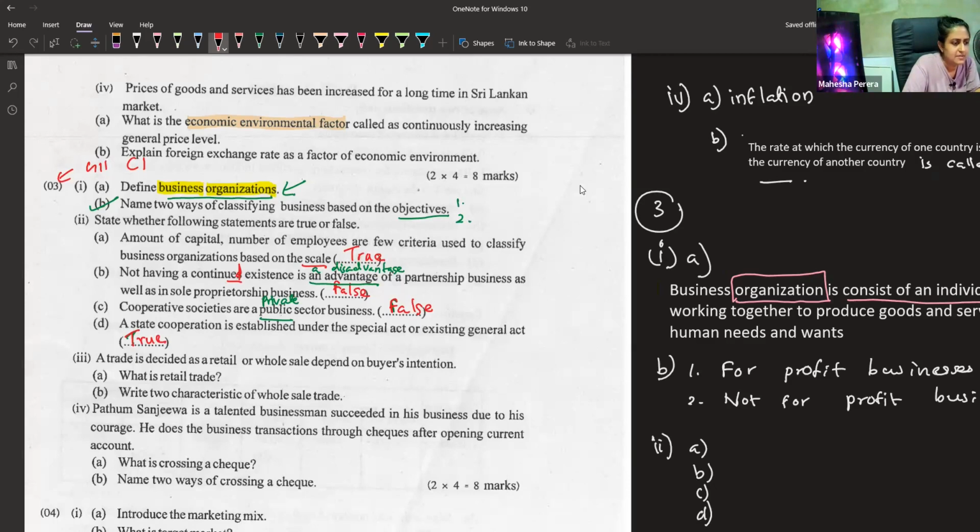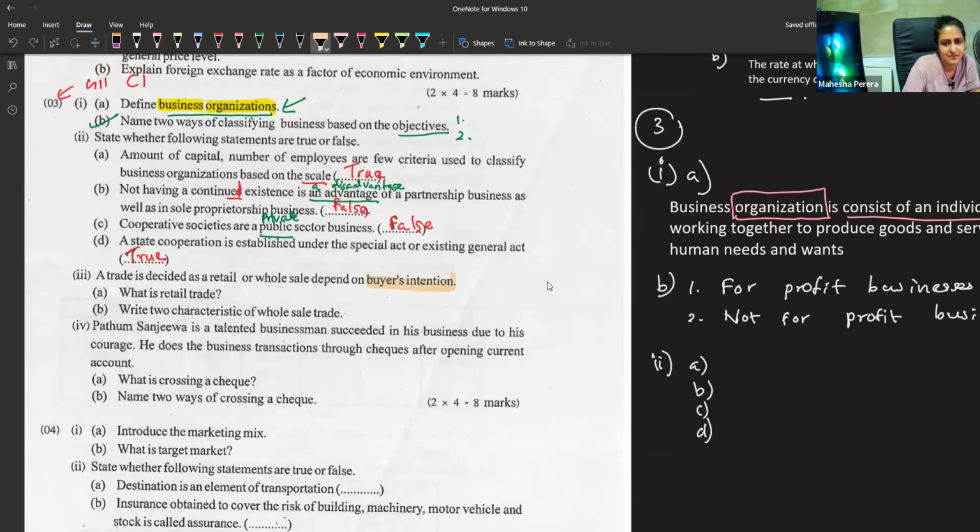Right. Number 3, they ask us about trade. Let's see. A trade is decided as retail or wholesale depending on the buyer's intention. What is retail trade? Very easy, right? Do you remember the definition of retail trade? I'm not going to write. Please write in your books. I'll write on the screen. What is the answer?